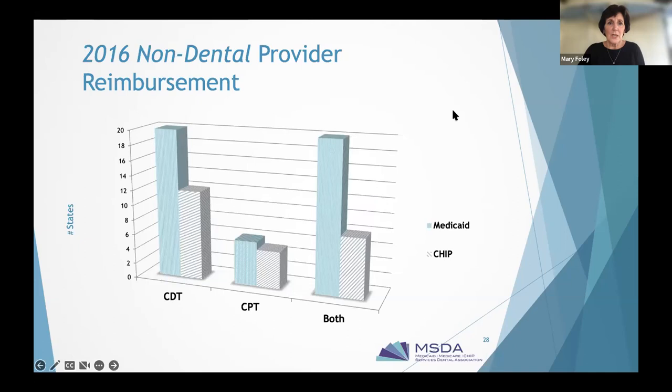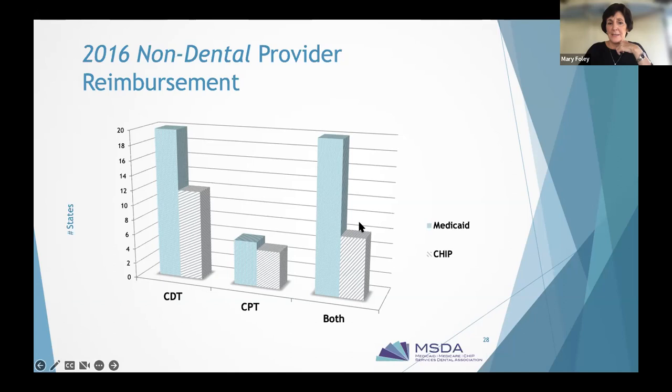Now, when we talk about non-dental provider reimbursement, and we look at CDT codes and CPT codes, we asked states how many states at the time were actually paying medical providers for the delivery of dental services. And basically what we saw was this type of CDT and CPT payment by Medicaid and CHIP programs.